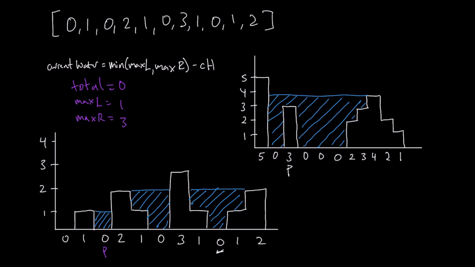Now that we have both of our maxes, we get the minimum between the two of them. So the min between 1 and 3 is 1. 1 minus our current height of 0 is 1. So we add that to our total, and total goes up by 1. Then we reinitialize our p as well as our initial values here. And now we just do this step for every single remaining value in the array.